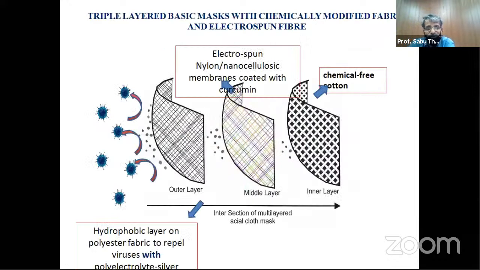You see our mask construction for the Indo-US program. This is the outer layer, which is an anti-adhesive coating with the polyelectrolyte coating and silver, made on polyester. The middle layer is made of nylon, but you have nanocellulose chemically modified with a positive charge. We also put some curcumin here. Curcumin is also antiviral. And the innermost layer is cotton. So this is the construct, this is a proposal we have submitted. We are waiting for the funding. We are not sure whether it is accepted or not.